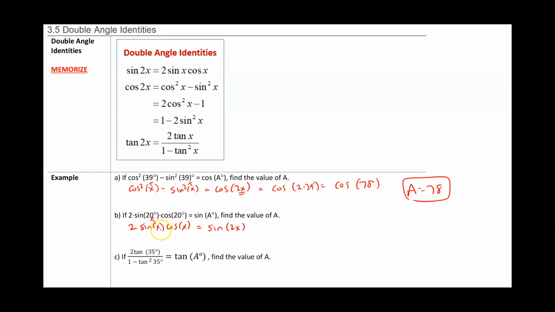Now remember, in our case, x is 20 degrees. So 2 times x will be the sine of 2 times 20 degrees, which will be the sine of 40 degrees. So a will equal 40.